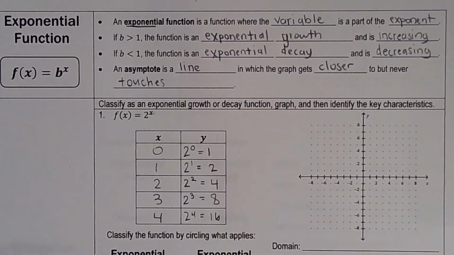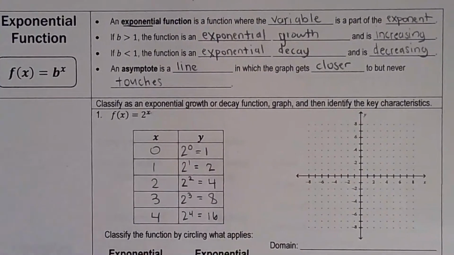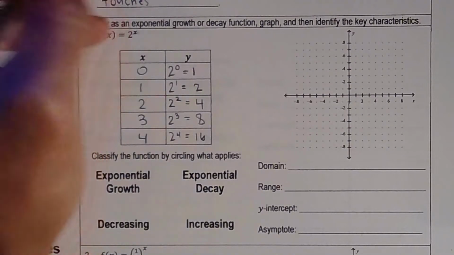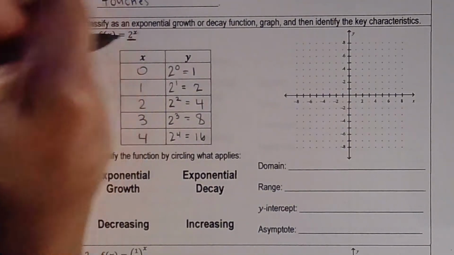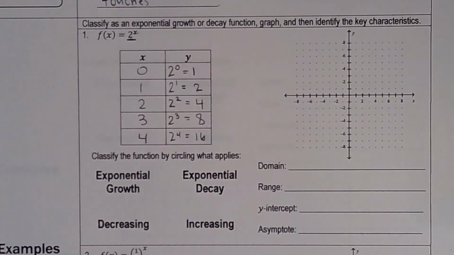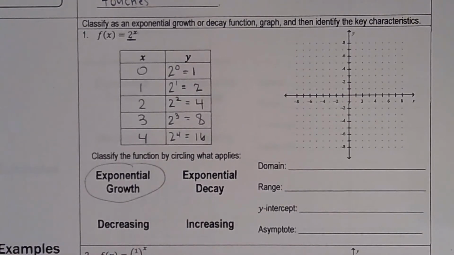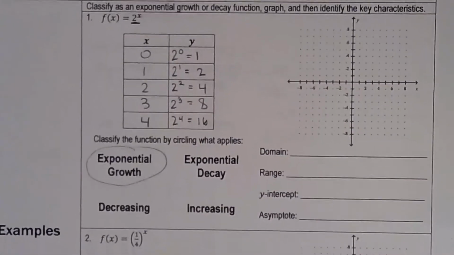First let's classify the function before we graph it. We know that this is our b right here. So our rule is if b is greater than 1, our function is an exponential growth. So it's going to be an exponential growth, and growth is the same thing as increasing.